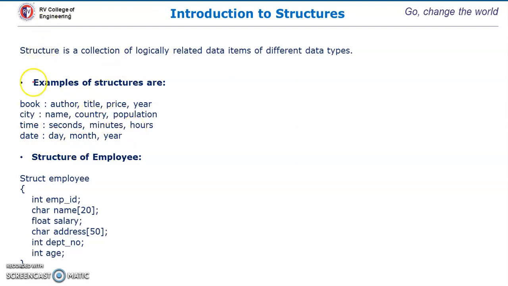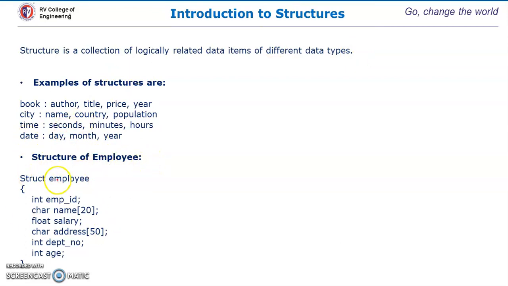You can see one thing. If I say book, with author, title, price and year, the data type of each item is different. Suppose author is a string, title is also a string, price can be an integer, and year will also be an integer value. So here two data items are of string type and two are of integer type. It's a collection of data of different data types. This is an example of a structure.